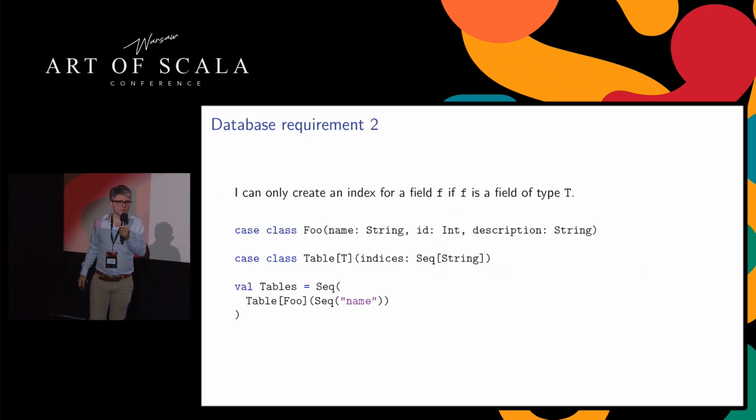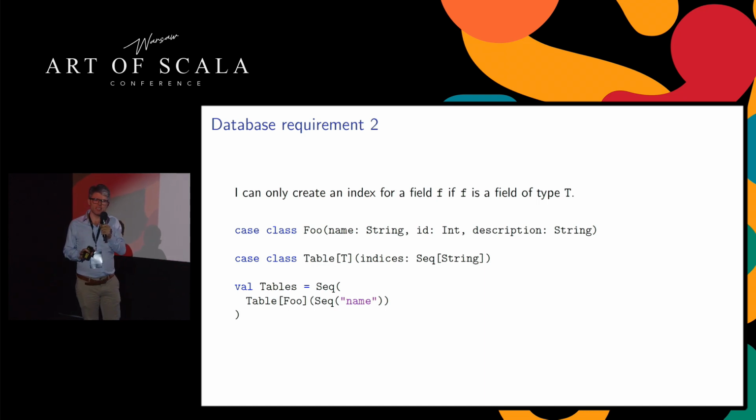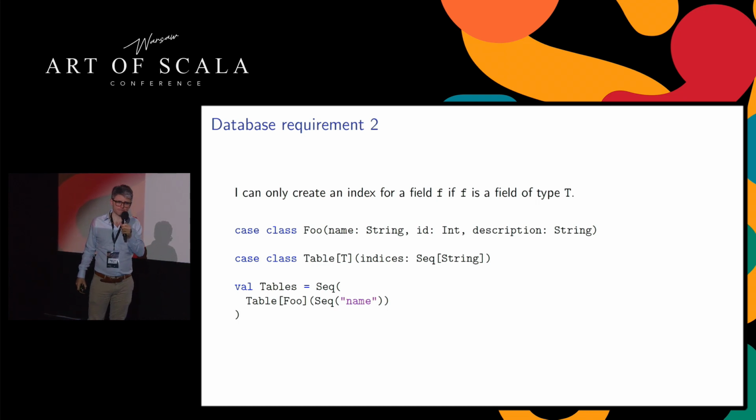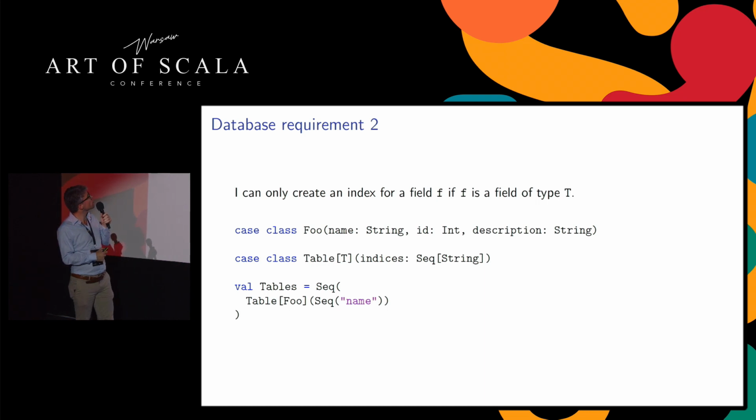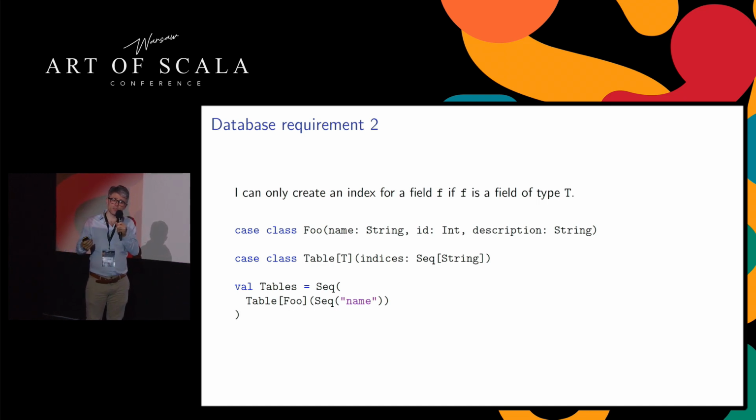So let's look at the second requirement now. I can only create an index for a field f if f is a field of type T. I've repeated the case class foo here. Of course, this is just for reference because it will be in the domain package that I showed earlier. And now I want to define in my table description indices on the table that are fields of the type that we are storing in the table.